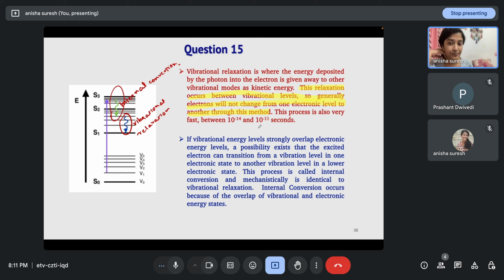Now coming to internal conversion. If vibrational energy levels strongly overlap electronic energy levels, that is, the vibrational energy levels and the electronic energy levels are very close to each other, a possibility exists that the excited electron can transition from a vibrational level in one electronic state to another vibrational level in a lower electronic state. This process is called internal conversion.